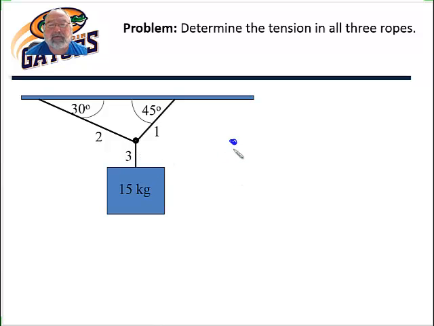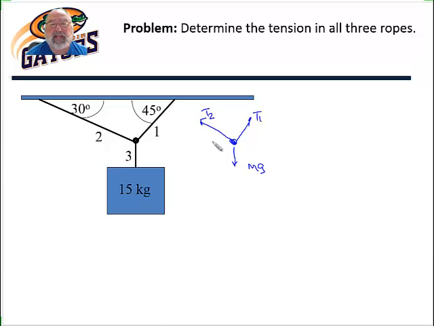And cable number 3 is supporting the 15 kilogram block. I'm just going to label that m times g, the mass 15 times the acceleration of gravity. Cable number 1, I'll call that tension number 1. It's just a force. You could call it force 1 if you wanted to. And then cable number 2.